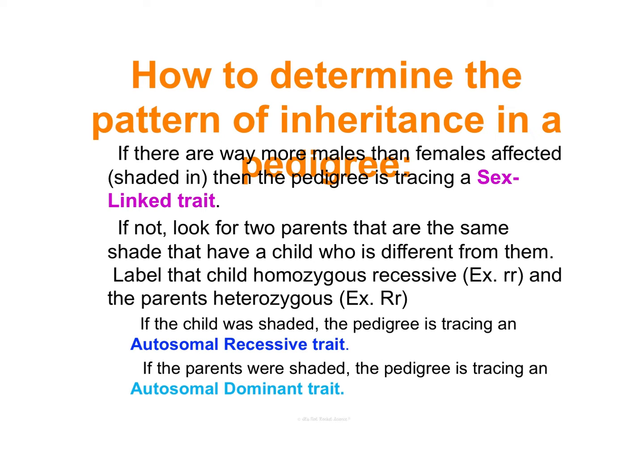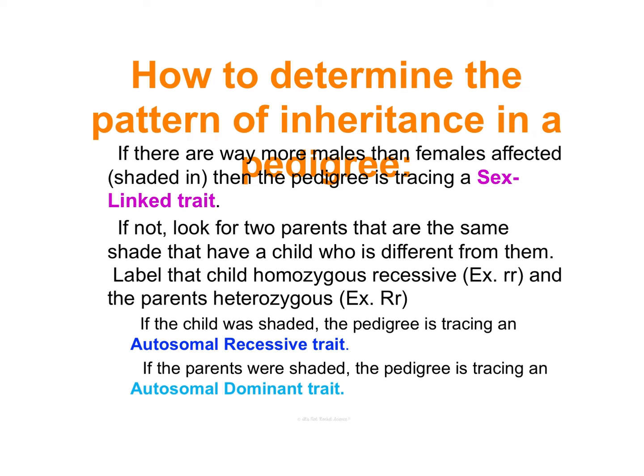If there are way more males than there are females that are affected, or that are shaded in, then the pedigree is tracing a sex-linked trait. So that's one sign. If you don't see that more male than female affected situation, then you want to look for two parents that are the same shade, meaning either filled in or not filled in, and that they have children who are different from them.